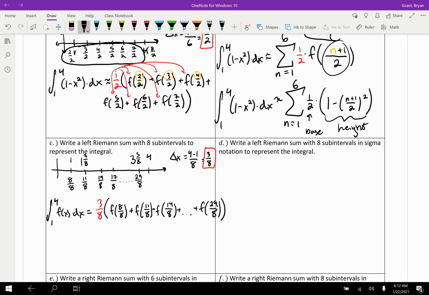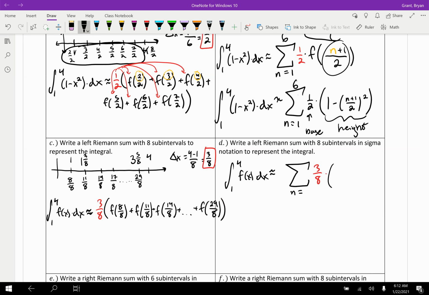Let's do our 2 sigma notations over here. Our first one, and trying to practice that integral each time. We're going to approximate. Forgot my approximately down here. We're going to approximate this. We need a summation. We are going from 1. We need our base, and then we need our height.